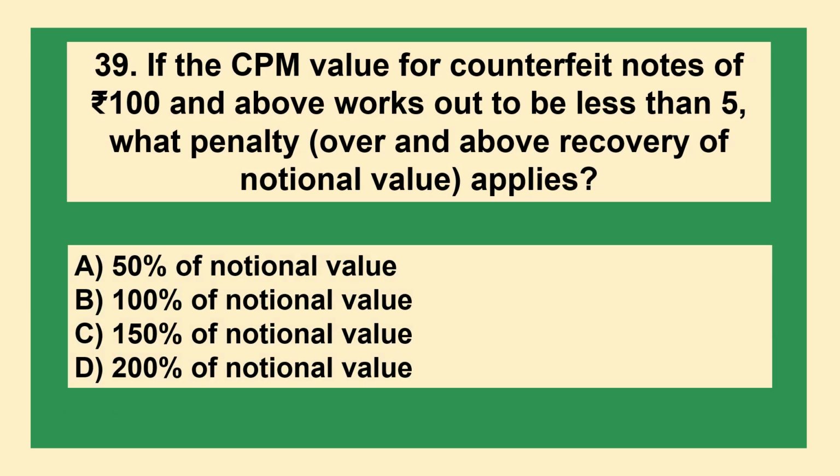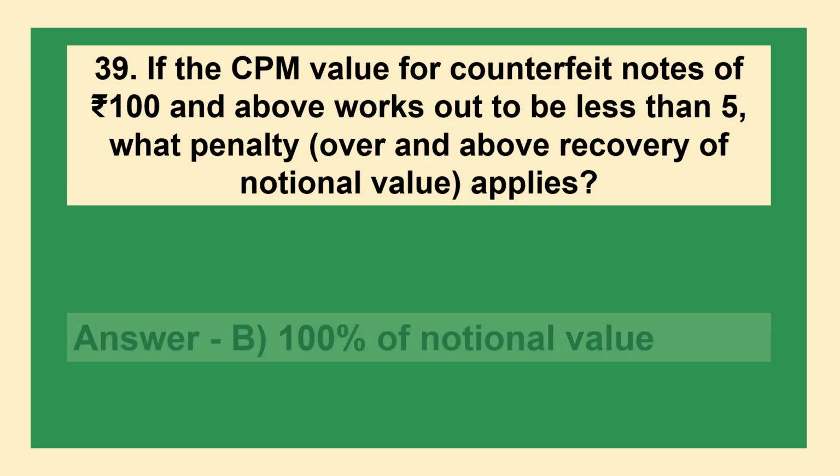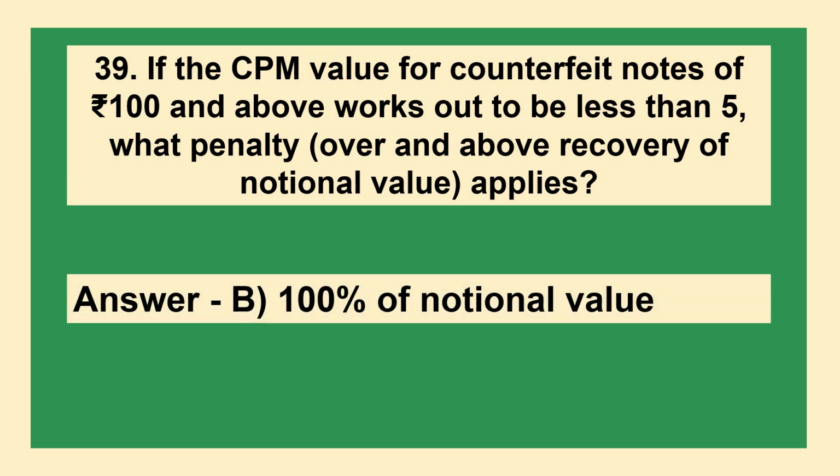If the CPM value for counterfeit notes of rupees 100 and above works out to be less than 5 per million, what penalty over and above recovery of notional value applies? Option A, 50% of the notional value. Option B, 100% of the notional value. Option C, 150% of the notional value. Option D, 200% of the notional value. The answer is option B, 100% of the notional value.